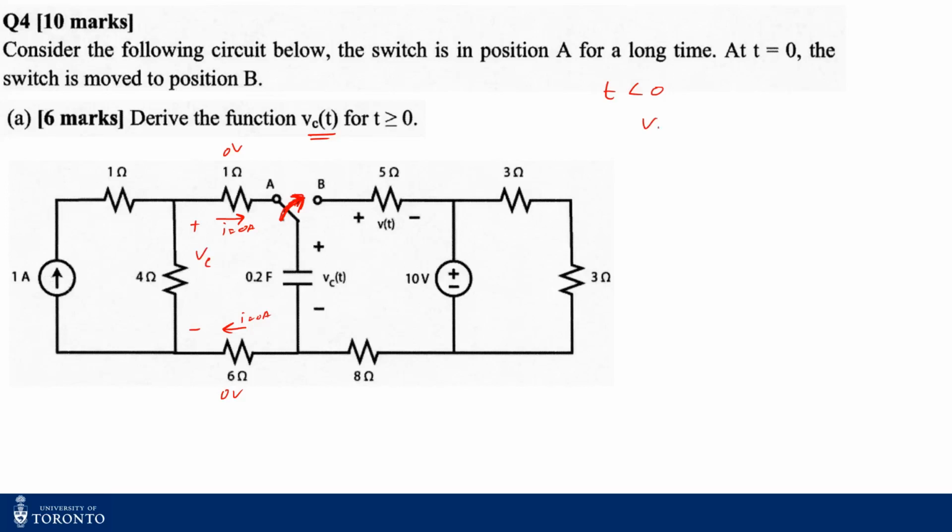So my VC, I can call this VI, the initial voltage, to be 4 volts, right? So then what's going to be my VF?